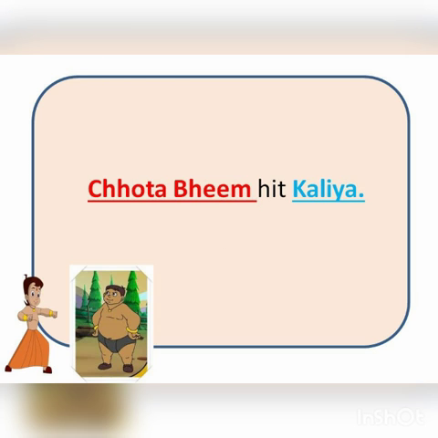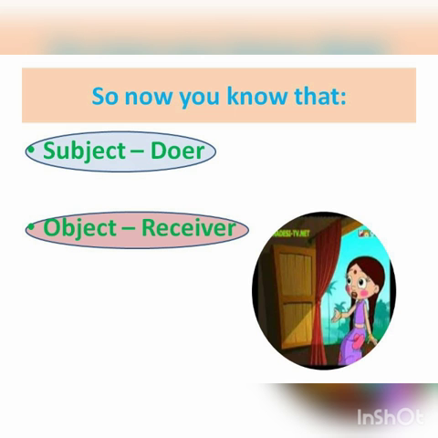Chota Bheem hit Kalia. Who is the doer? Who is the subject here? Yes, it is Chota Bheem. Who receives the hit? Yes, the sufferer, the receiver is Kalia, and so he is the object. So now you know that subject is the doer and object is the receiver.